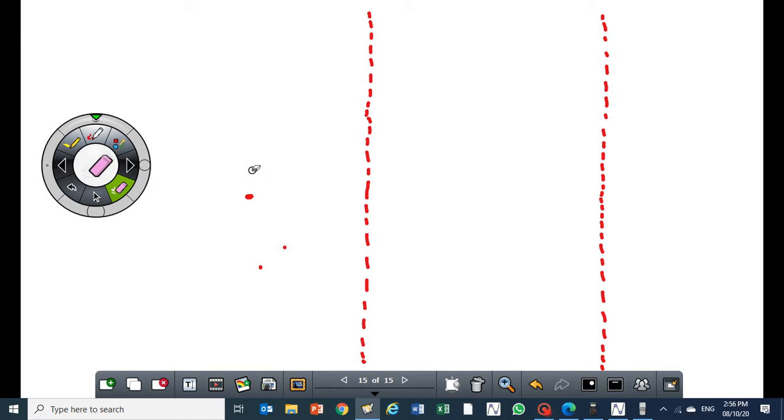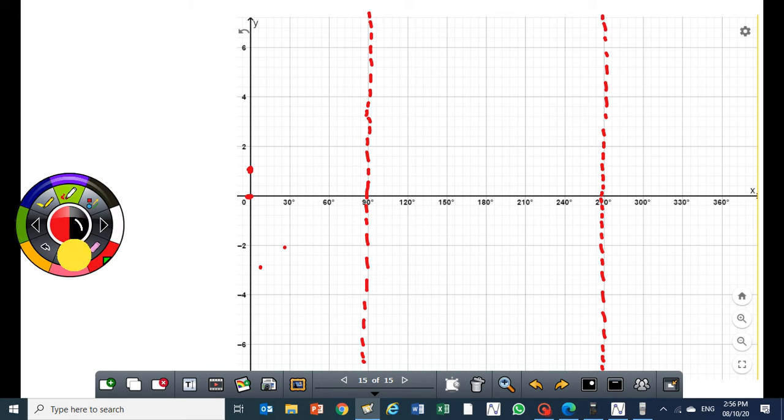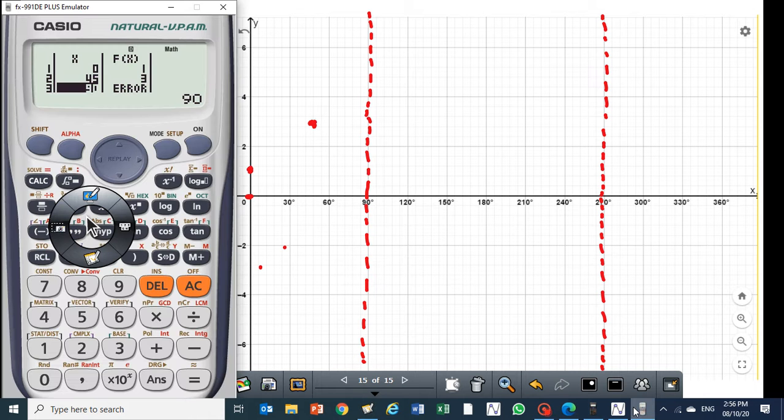So when x is 0, we are here. Then when x is equal to 45, we have got y equal to 3, which will be somewhere there. Please, it's a sketch. It's not supposed to be 100% accurate. Then if I scroll down, when x is 90, that's where we have got the asymptote.